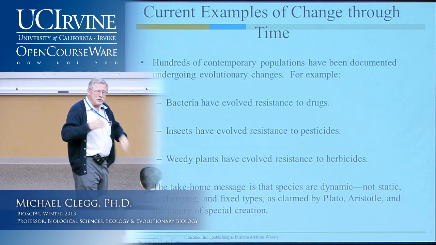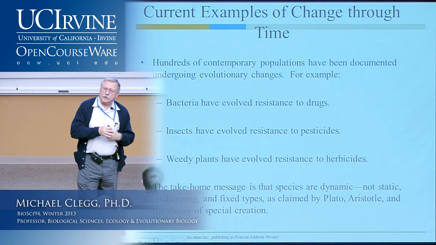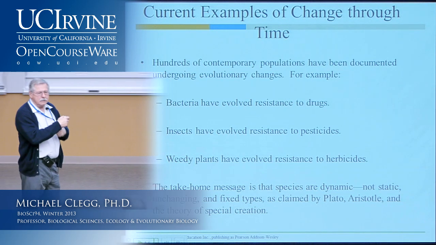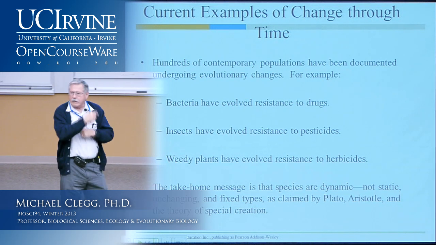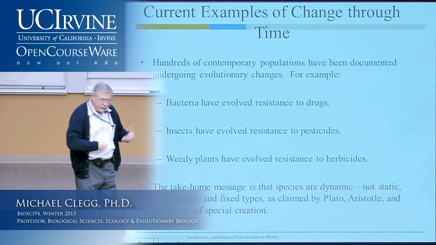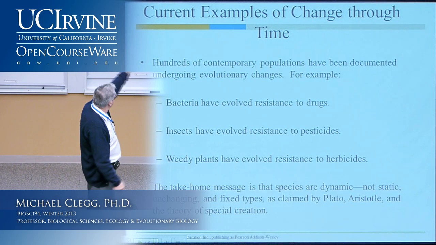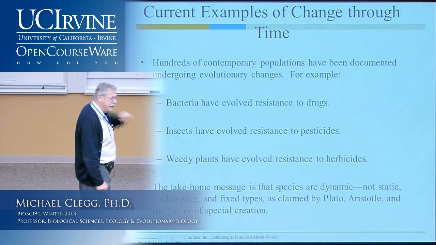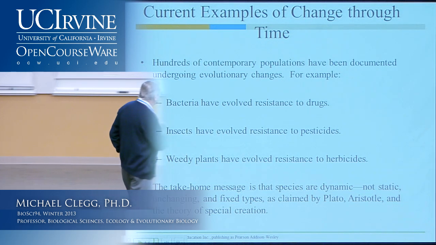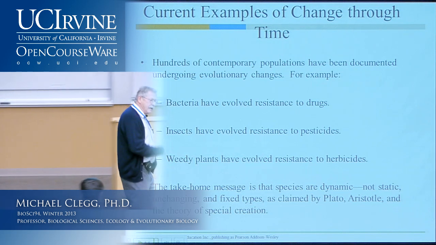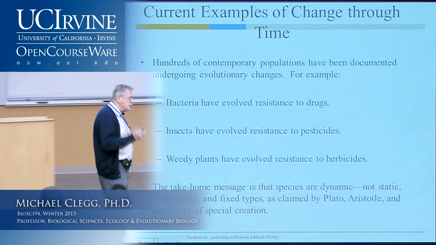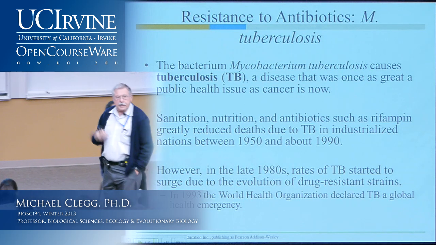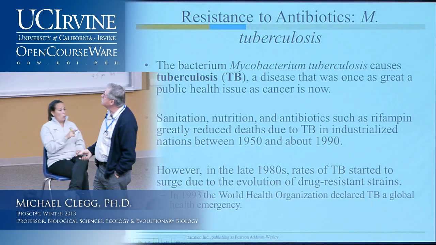Just in the years since the end of World War II, the introduction of modern insecticides repeatedly are associated with a fairly rapid appearance of genetic mutations which confer resistance to pesticides in a wide variety of insects. Same thing with plants and herbicide resistance. So species are dynamic, they're not static, and when you have a strong selection pressure like a drug or an insecticide, you get a selective response.